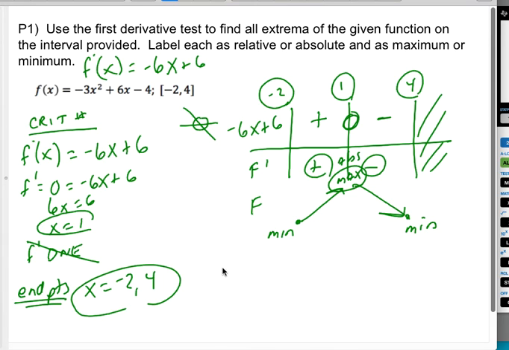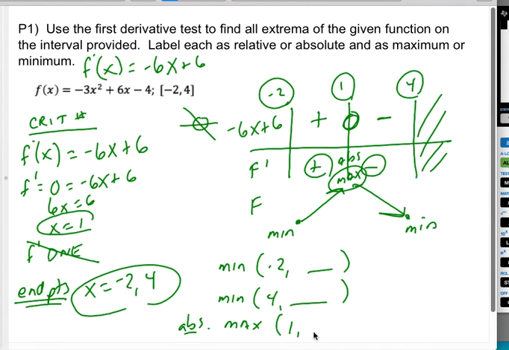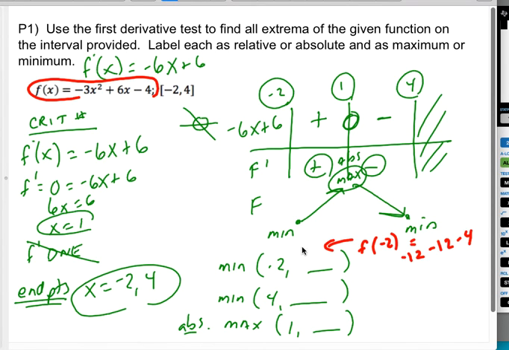So I have a min at negative 2 comma blank. I have another min at 4 comma blank. And I have a max that I happen to know is the absolute max because it's the only top value on the chart, at 1 comma blank. To find all of those values, remember I'm going to go back and use the original function, right? So f of negative 2 is going to be negative 3 times 4, so that's negative 12, minus 12, minus 4, that's negative 28.